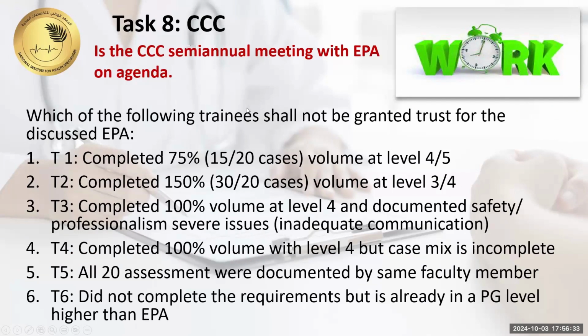Okay. So now imagine you are sitting in a CCC meeting. There is the anesthesia EPA, which I just described, the central line insertion. And we have these 6 possible scenarios. We have trainee number 1, who completed 75% of the cases, which is 15 cases out of 20, but all of them were at a level 4 or 5. So did independently or even taught some of them.